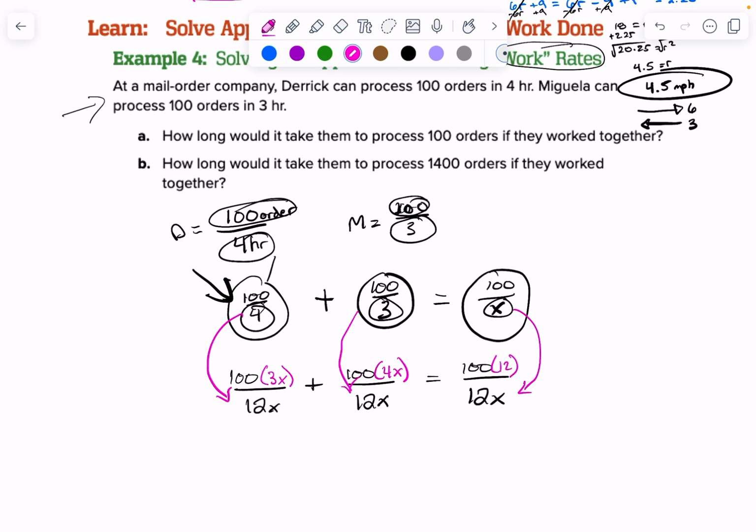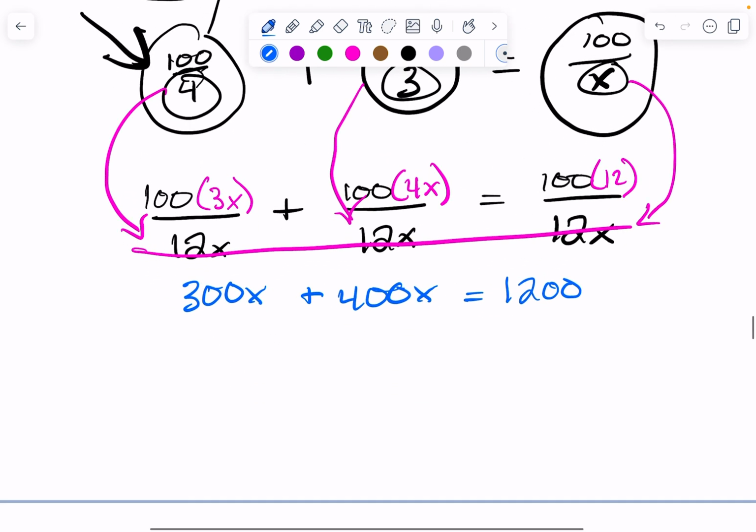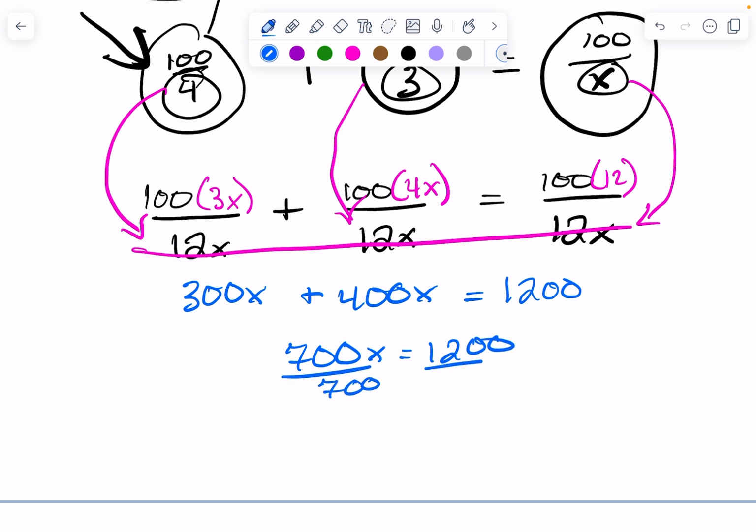And now the nice thing is when I have my denominators all the same, I can cross those off and then just have the top left. So I've got 300X plus 400X equals 1,200. Okay, now if I add my X's together, I have 700X, and that gives you 1,200. And if I divide by 700, oh, that's going to give me like a decimal. I can cross those off there. 12 over 7, I don't know.